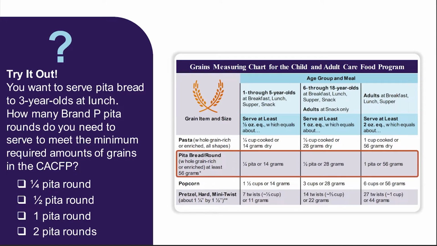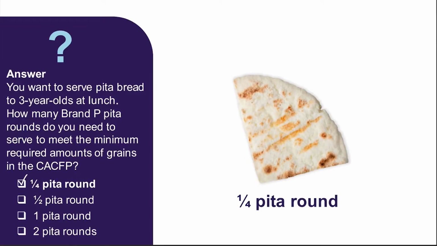Okay, how about 1/2 of a pita round? All right, how about one pita round? Or how about 2 pita rounds? All right, thank you guys so much. We need to serve 1/4 of a brand P pita round to meet the minimum amount required of grains for 3-year-olds at lunch in the CACFP.